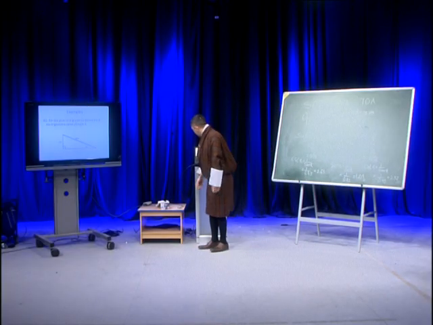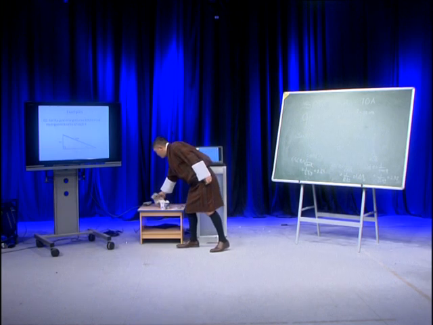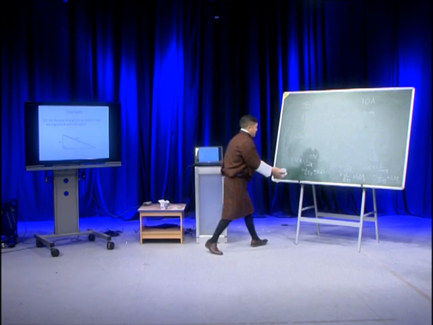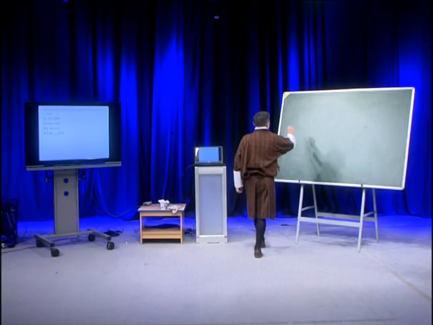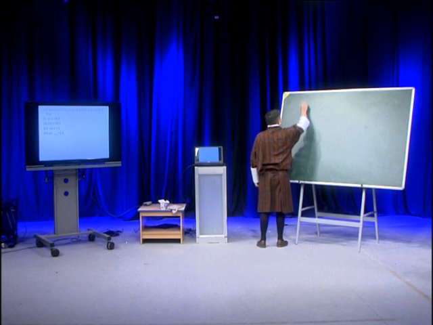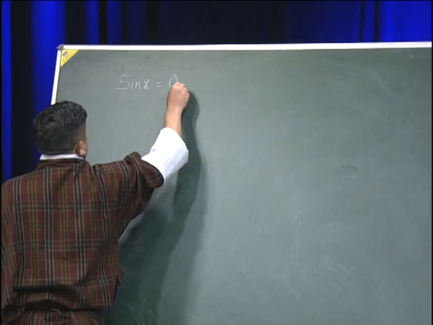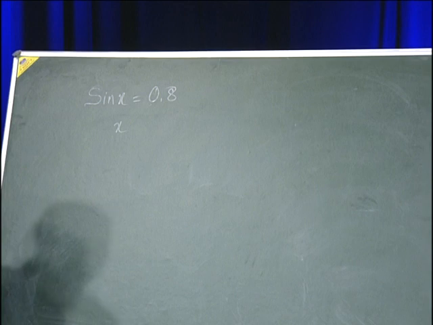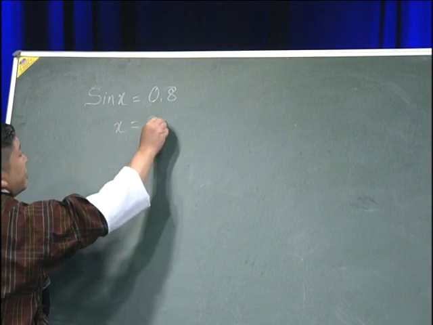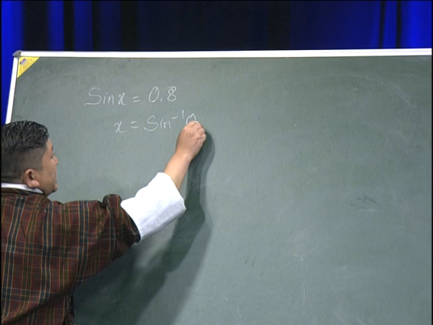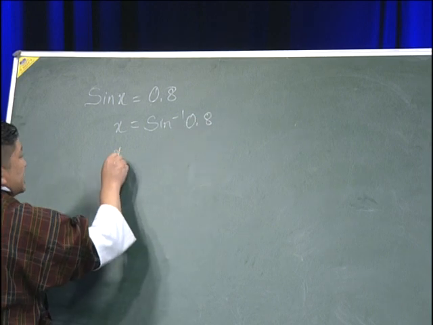So now let me take you through the next part. The question says determine the acute angle for which each is true. Now let's say the sine of angle x is 0.8. X is the angle we need to find out. So this is your angle x. Now when you find out angle x, it is sine inverse 0.8.